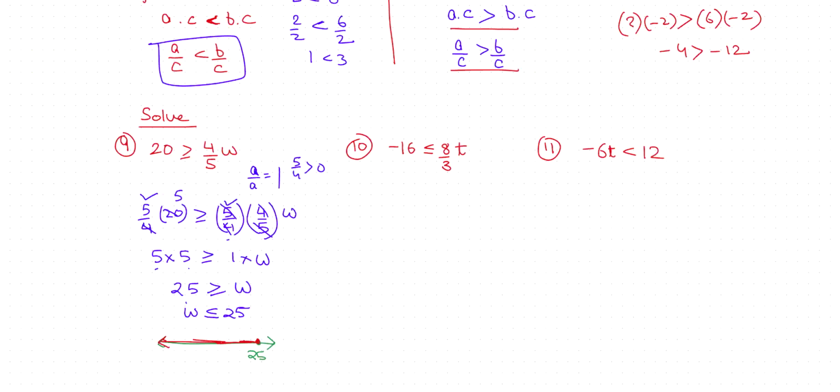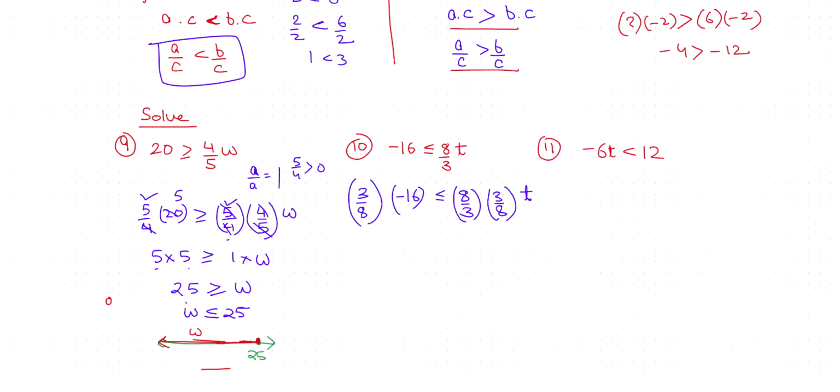So this is the graph for W is less than or equal to 25. And because it is an equal sign, we will close this circle. Otherwise, if it is not an equal sign, we'll just keep this circle open. Let's do now question 10.